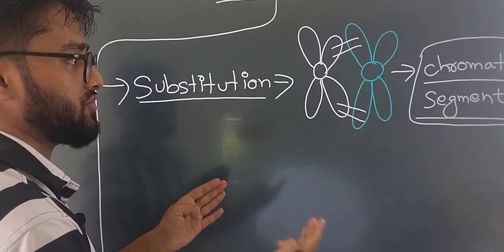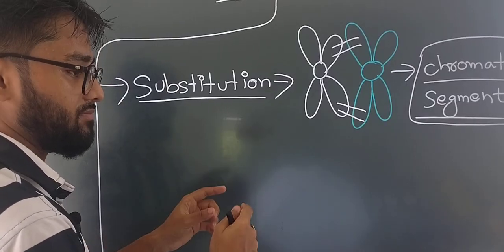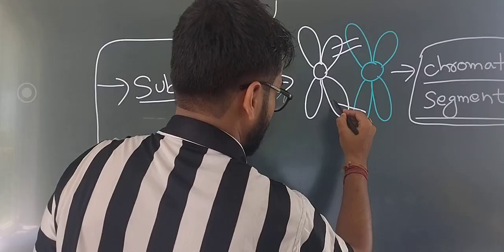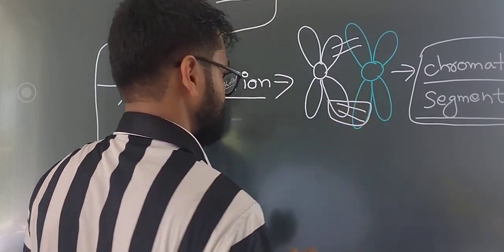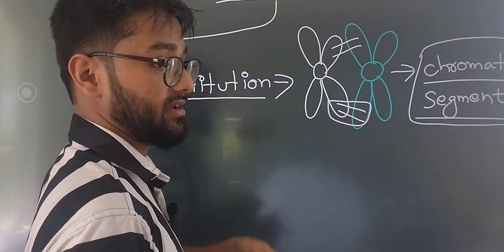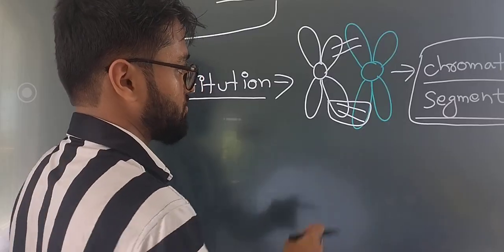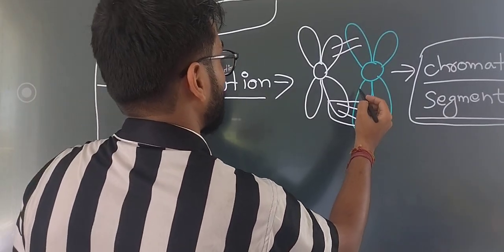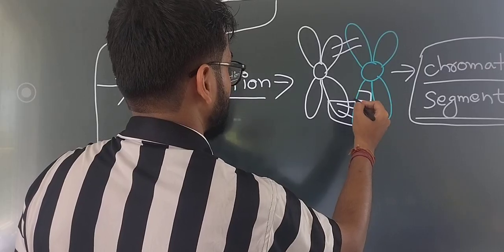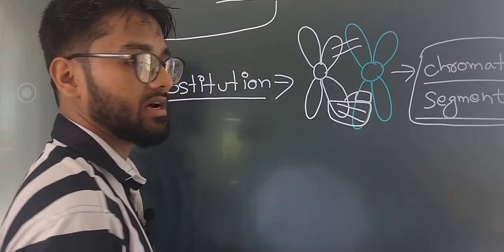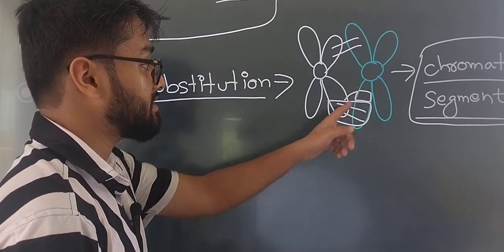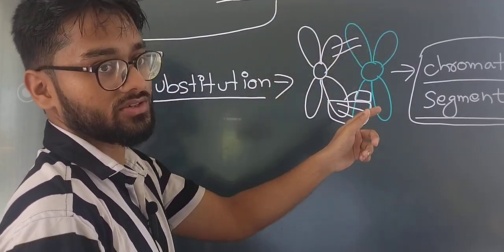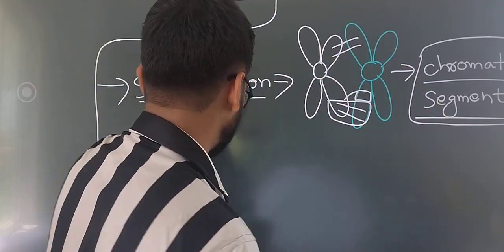It simply means that during the crossover, if the segment of a non-sister chromatid which was not expected comes along, suppose this is the region that was expected to go under crossover, why? Because there is the formation of chiasmata. But what happens if this segment does come along? This is a substitution event in a structural disorder or a structural aberration.